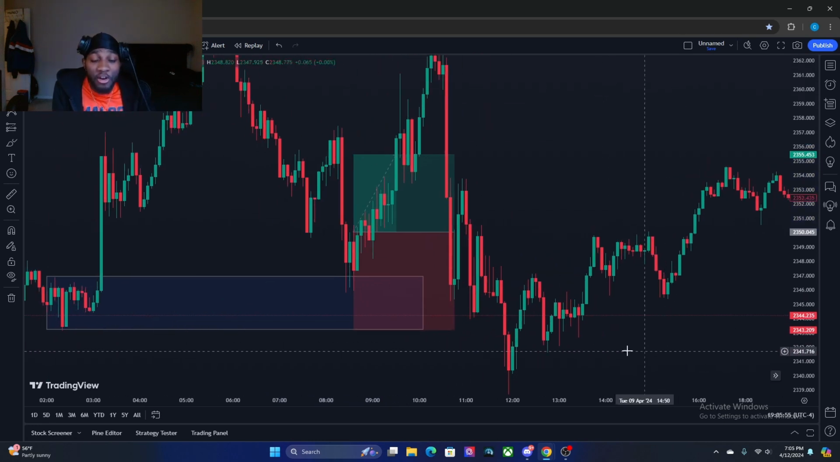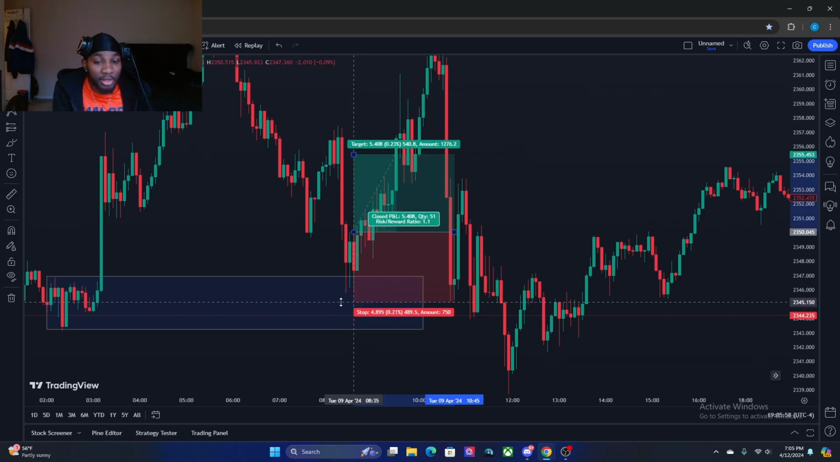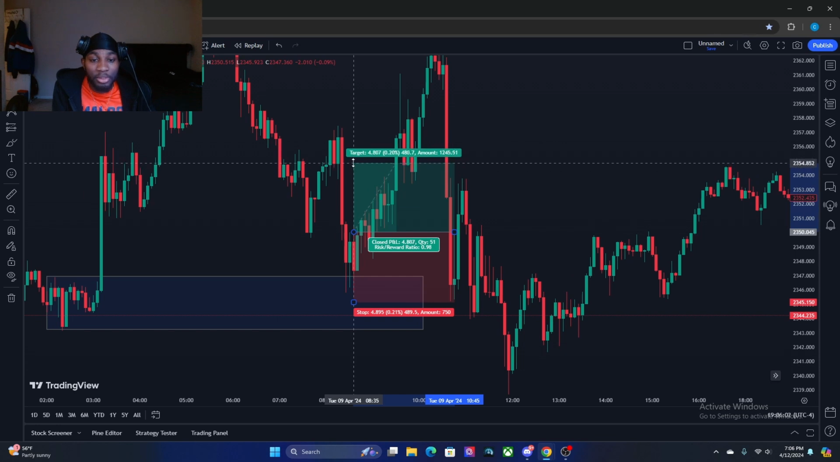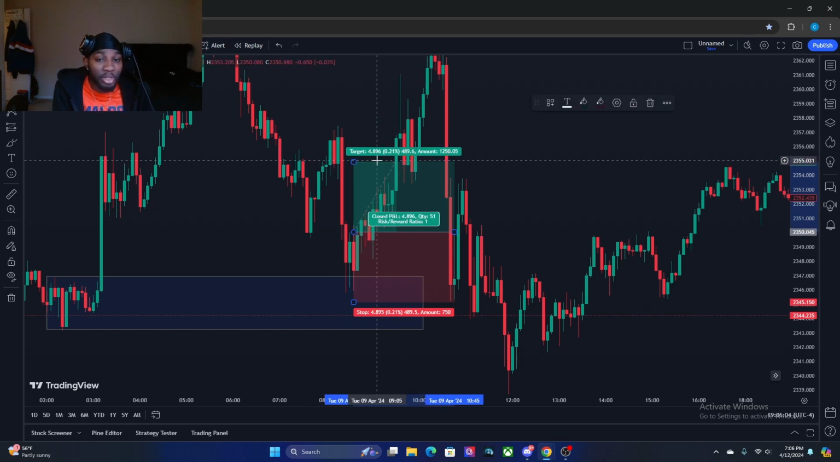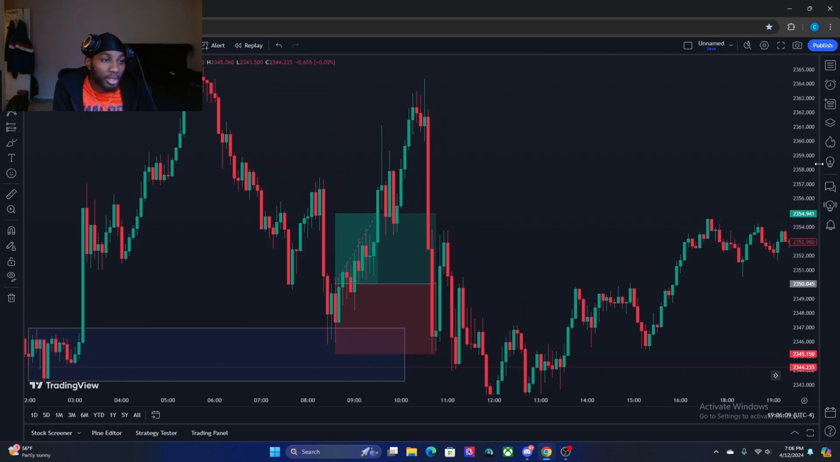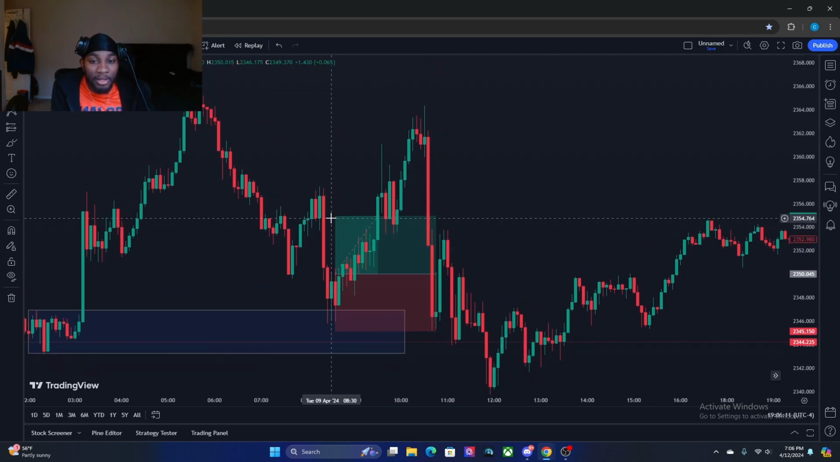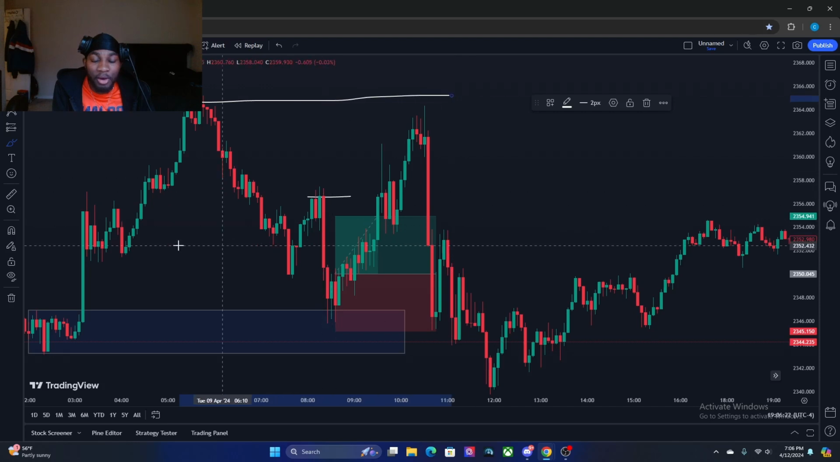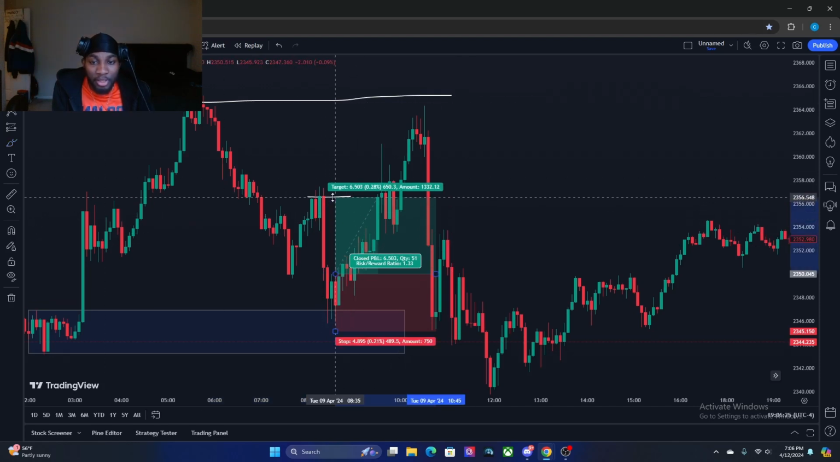Then as far as your target, let's say we just put it here because this is where I mainly put it. You can aim for a 1-to-1 if you want to, which this would have been a nice 1-to-1. This is 48 pips or ticks, whatever you want to call it. But then after that, you could aim for previous highs. You could consider this a previous high, but I would really consider this the previous high. After that, you could aim here, and then you could aim up here.